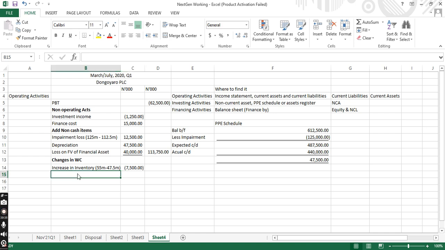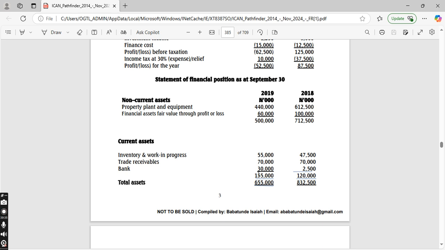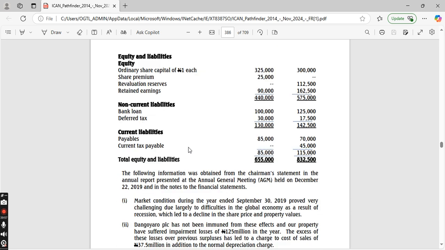Trade receivables. Our trade receivable is the same thing, so it will be zero. What about bank? Are we using bank? No, sir, cash only. Okay.